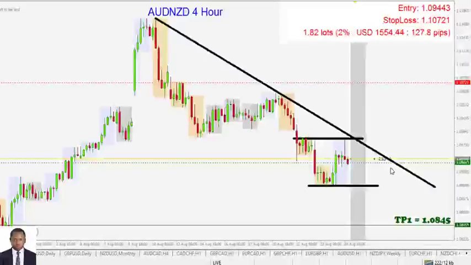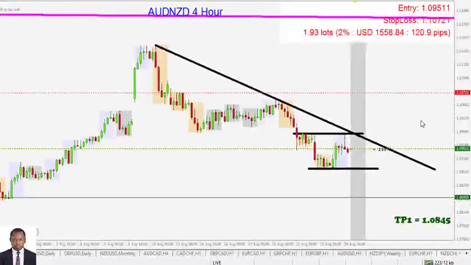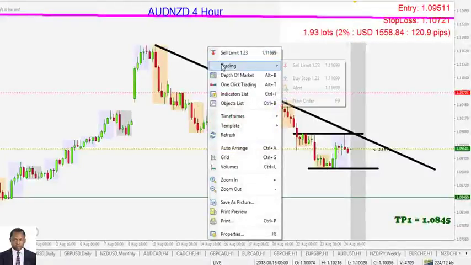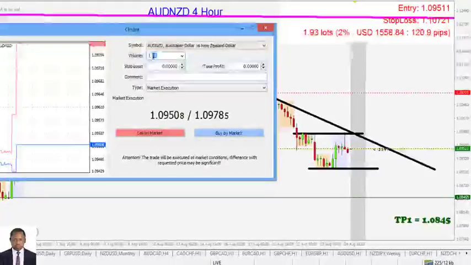Okay, then the Australian dollar, I'm also going to adjust to the current price level. So this is my recommended lot size. I am risking 2%, so I'm going to click on my sell button there. Both trades are sell trades. 1.993, my stop loss at the 1.1072 level. Okay, so I'm taking a sell entry.